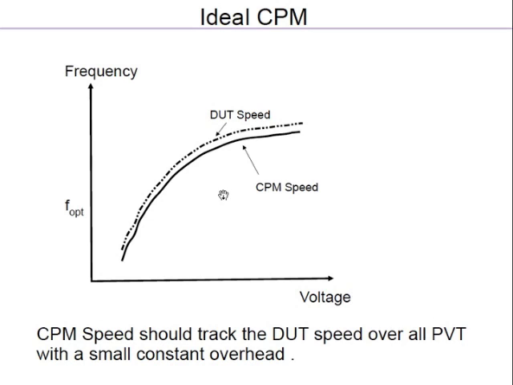Correct, absolutely right. So this critical path, the F versus V, also depends on temperature. So the critical path model has to be able to sample the temperature also. Hopefully, if it is in a region where all of them are at the same temperature, the critical path model also has the same temperature as the actual circuit.